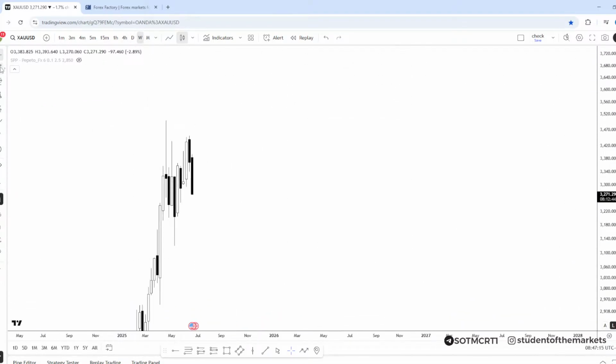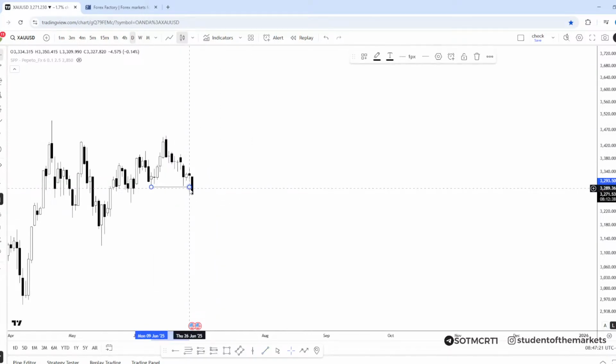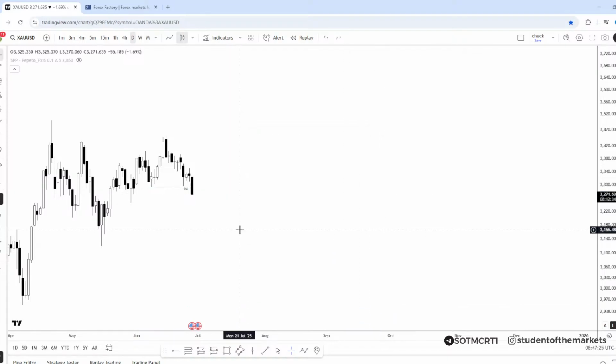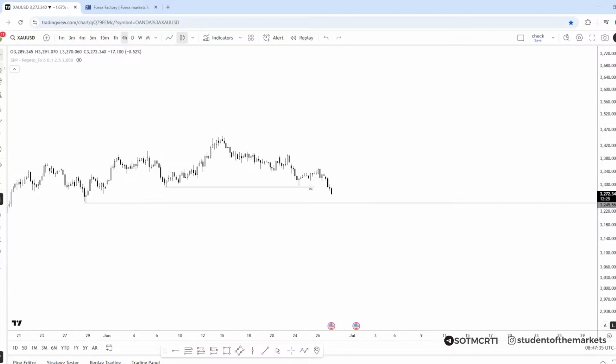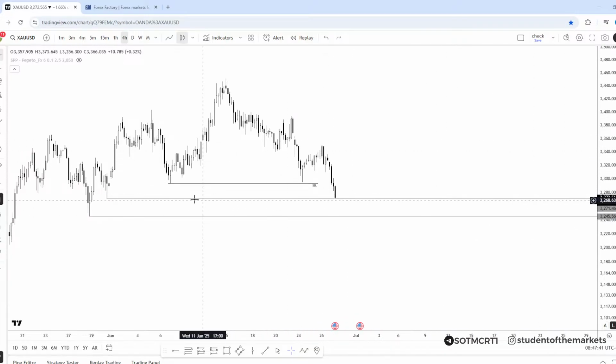So obviously the weekly sell side liquidity is swept right here. Now this is a weekly sell side liquidity. Now we also have the liquidity down here. Now on the 4-hour time frame, you can see here is liquidity pool. We have liquidity here. Now we're sweeping the most recent liquidity sell side.